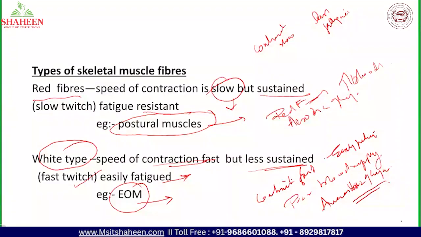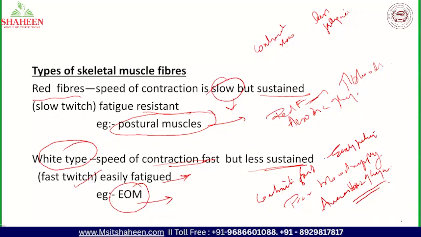So just tell me the red fibers and white fibers. The different names of red fibers is slow twitch muscle and white fibers are fast twitch muscle. The red fibers contract slowly, but it's sustained for a longer time. It is less fatigable. Example, postural muscle. Why it is less fatigable is because it undergoes glycolysis aerobically.